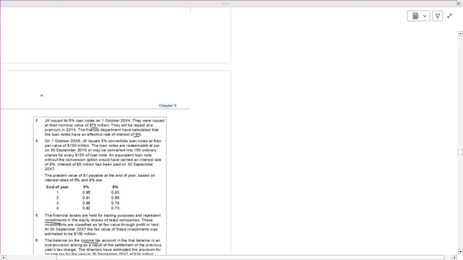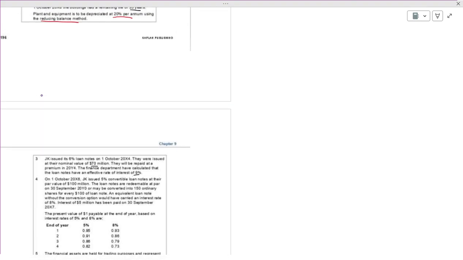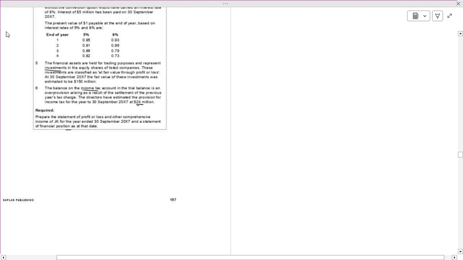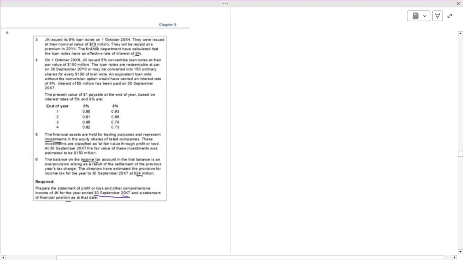Here I am writing working 3. Every adjustment will have a relevant working. We are taking it for which year? We will take only for September 2007, only for 1 year.